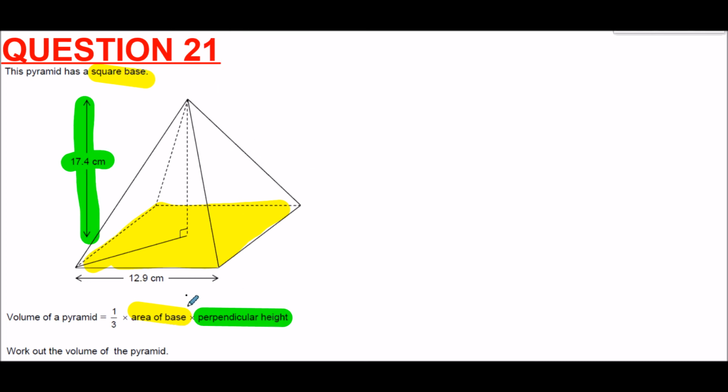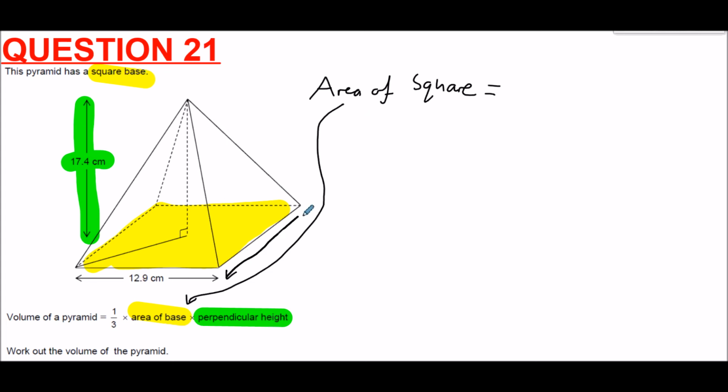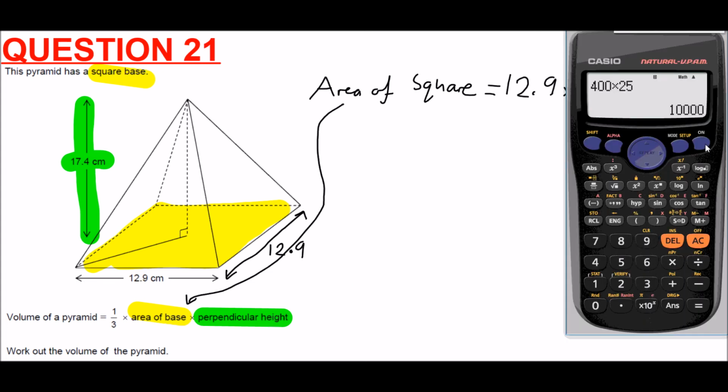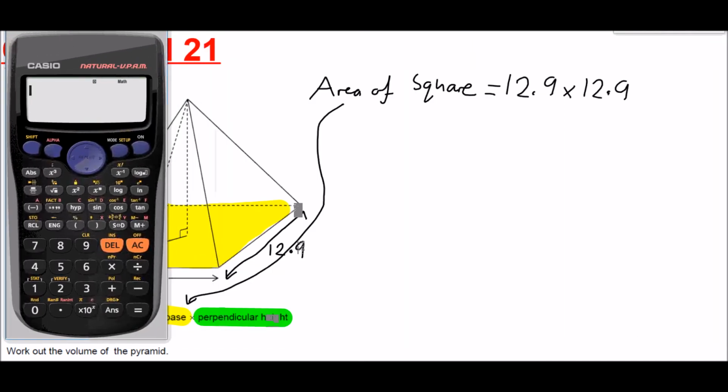Area of a base is what we need to work out now. Now the base is a square, so by area of a base, what it's asking us to do really is work out the area of the square. Area of a square is the length times the width, like a rectangle. But for a square, the length is the same as the width. So if this is 12.9, this one will be 12.9 as well. So the area of a square will be 12.9 times 12.9. 12.9 squared. That's where the term squared may well come from. So 12.9 times 12.9 equals 166.41.